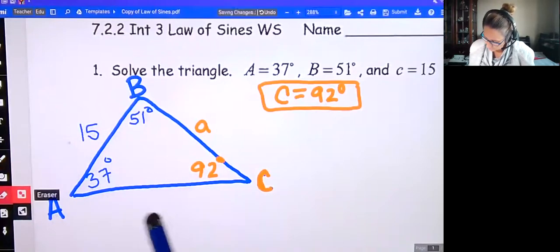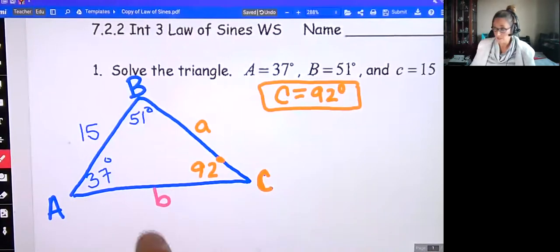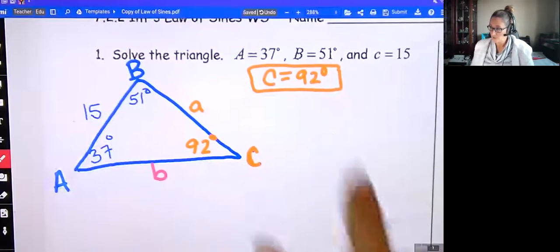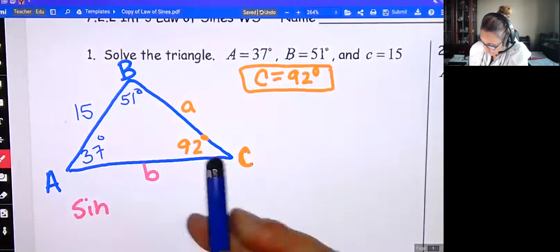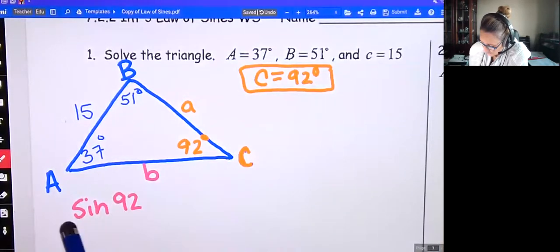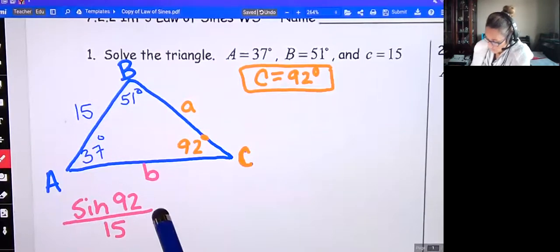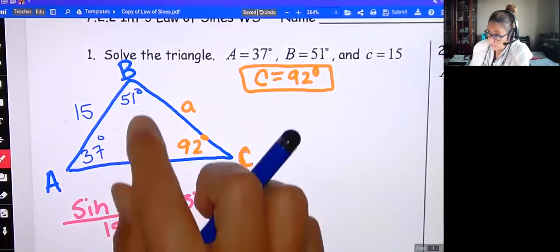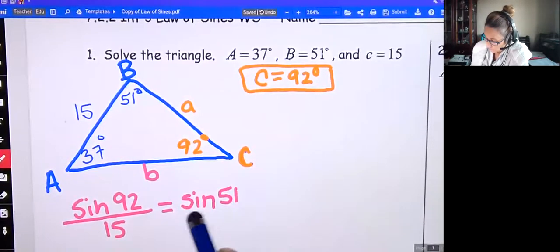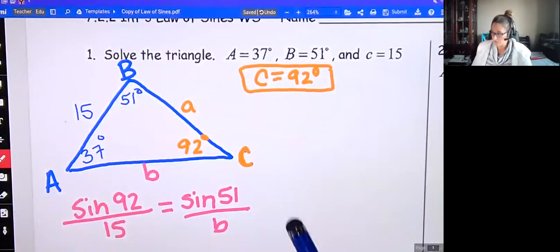Okay, so let me find this b here. And I'm going to just change this color so I can color code so you guys can see. So if this is B, I'm going to be trying to find that little b. So what I'm going to do is sine of the angle I know, which is 92, along with the side I know. So I know the pair, equals, and if I'm trying to find little b, I need to use the angle B, so sine of 51 over little b, and then I'm going to cross multiply and solve.